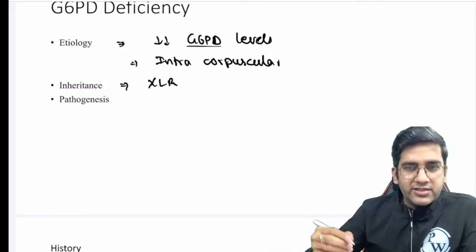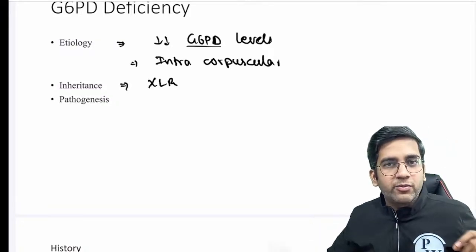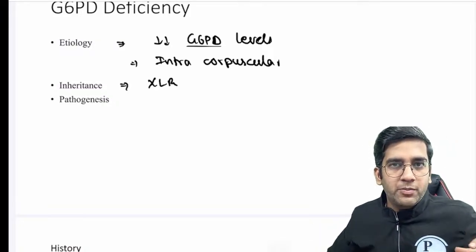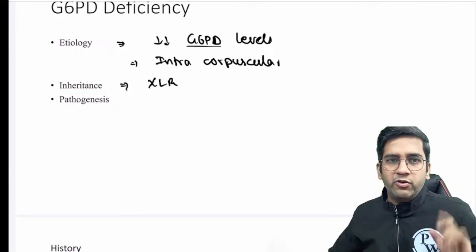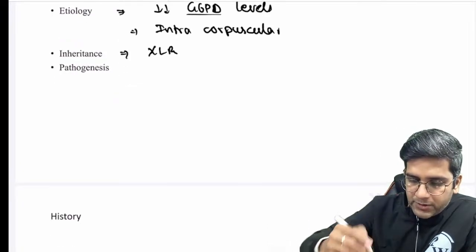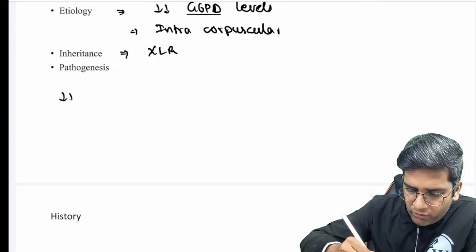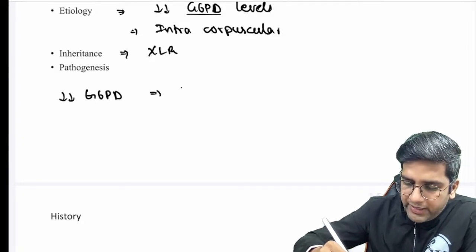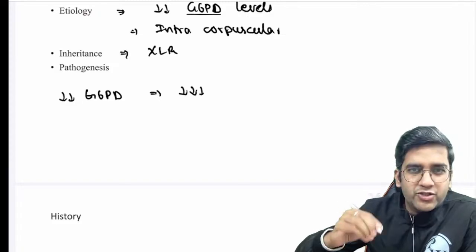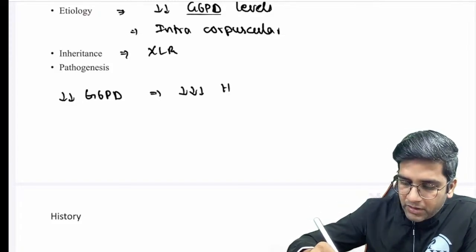Whenever you write X-linked recessive, I have already one statement ready for my clinical history. Affects men more commonly than women. Every X-linked recessive disorder is going to affect men more commonly and women will be carriers, right? Now let's look at pathogenesis. Whenever there's a reduced level of G6PD enzyme, by default, it will stop the working of which pathway?